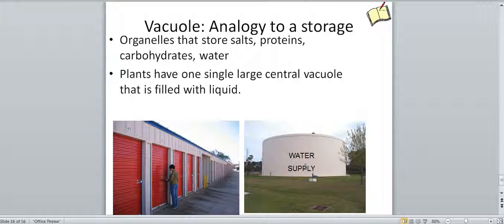And that now concludes my comparison of a plant cell to a city.